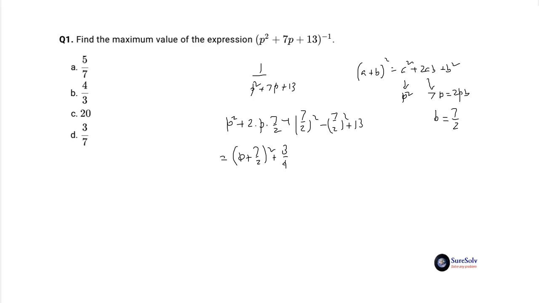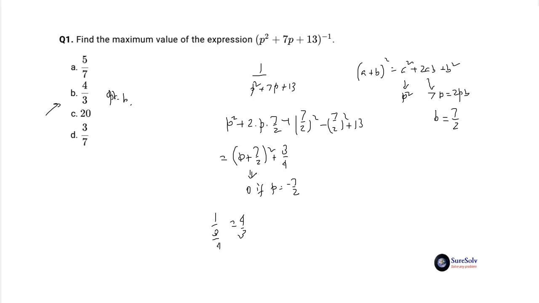Logic of minimization is applied on this form of the quadratic expression only. The reasoning is (p plus 7 by 2) whole square will have a positive value for all real values of p except for p equal to minus 7 by 2 when it will be 0 and the quadratic expression will be at its minimum. Finally then, invert this minimum value of 3 by 4 to 4 by 3 to get the desired maximum value of the given expression. Answer is option B 4 by 3.